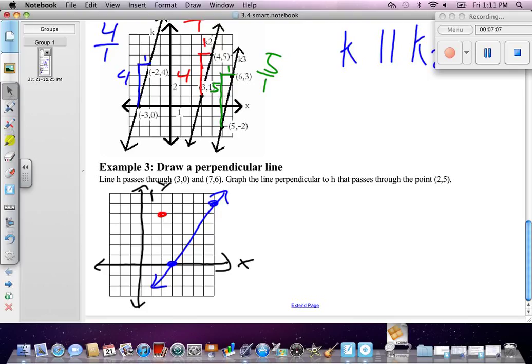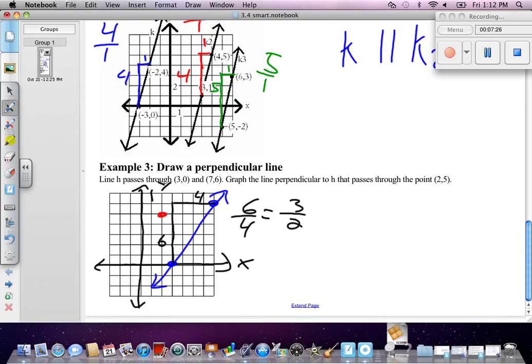So first I'm going to find the slope. Do you want to do it graphically or algebraically? Graphically? Seems way simple. Okay, you go up 1, 2, 3, 4, 5, 6. And you go over 1, 2, 3, 4. So it's 6 over 4, which reduces to 3 over 2.